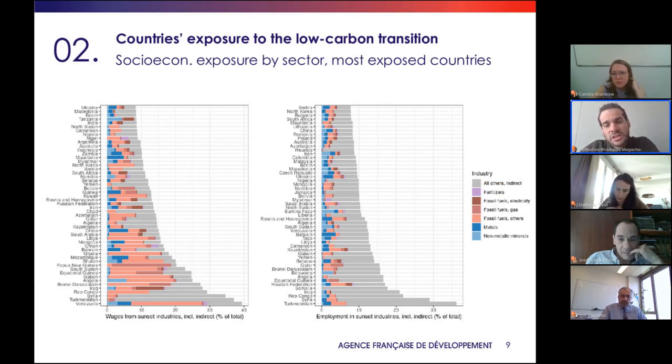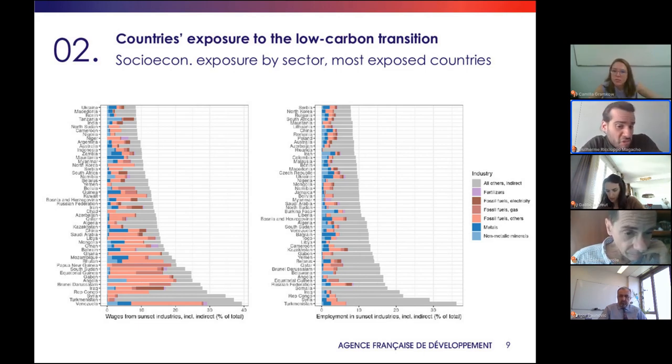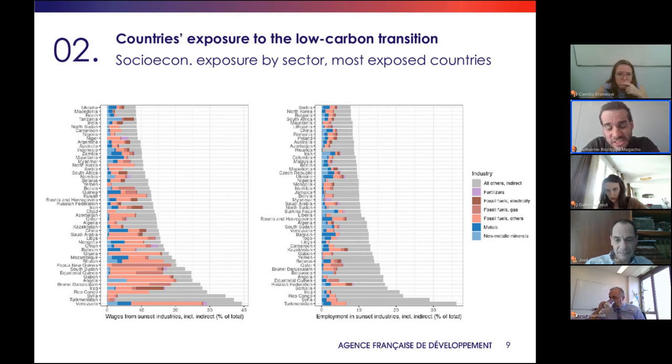And here we see the sectors, the industries, that are the most important for explaining the socioeconomic exposure for the most exposed countries, of course. Here we see that fossil fuel is relevant again, but it is no longer the most relevant industry. Indirect impacts are, in terms of employment, the most important issue. So those countries that produce inputs and materials for the sunset industries, but also metals, non-metallic minerals and fertilizers, are very important. And when we're talking about metals and non-metallic industries, we're basically talking about civil construction and household products, house construction. So these industries are extremely important.